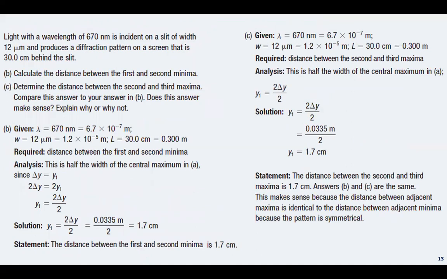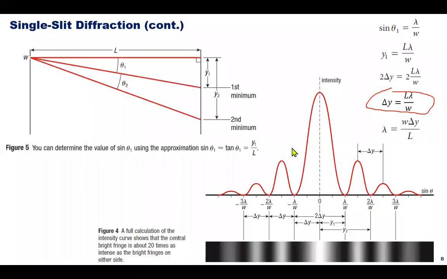That's the distance between the first and second minimum, which you can see here from this model here, right? The distance between the first and second minimum is here, which is also delta y.